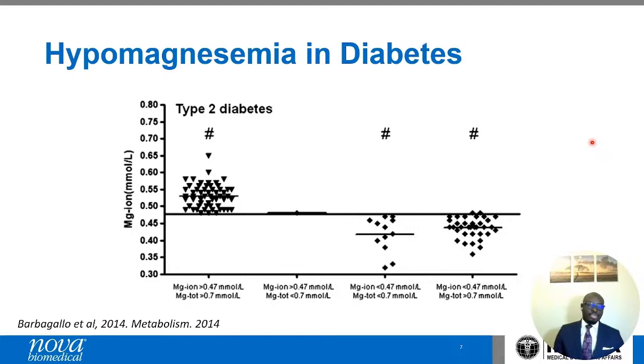have a low total magnesium or you have a normal ionized magnesium. So in this case, this is what I call ionized magnesium total magnesium mismatch. Now, in patients with diabetes, this study found that patients with low magnesium are these 2 points on the graph on the right.